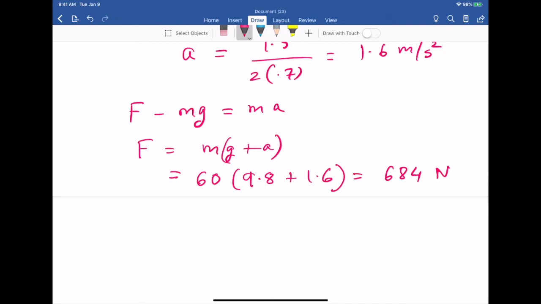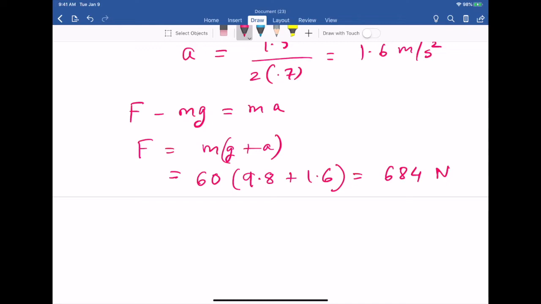That is the reason a pull-up or a chin-up is a very difficult exercise, because you have to exert a force greater than your body weight in order to lift yourself up. And so unless your arms are pretty strong, you're not going to be able to do it. That's why most people have difficulty doing push-ups, pull-ups or chin-ups. Okay, so that's the first part of this question.